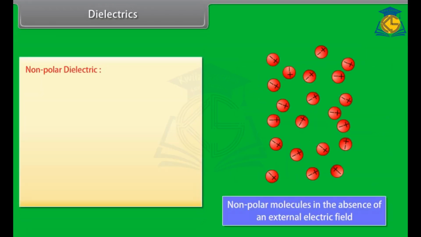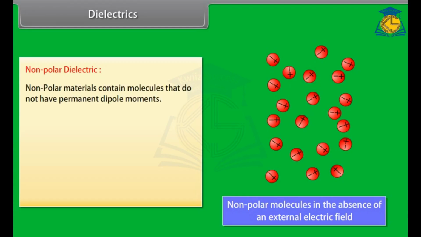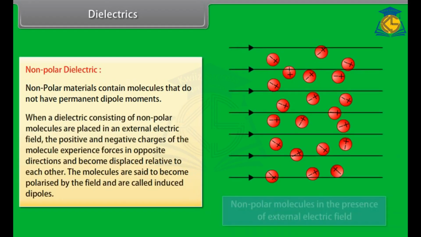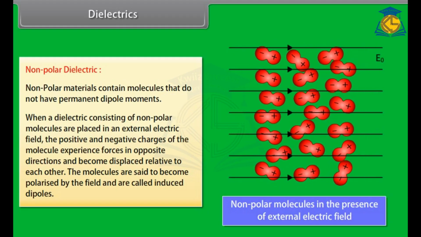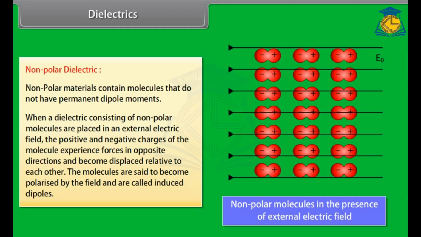Nonpolar dielectric. Nonpolar materials contain molecules that do not have permanent dipole moments. When a dielectric consisting of nonpolar molecules is placed in an external electric field, the positive and negative charges of the molecule experience forces in opposite directions and become displaced relative to each other. The molecules are said to become polarized by the field and are called induced dipoles.